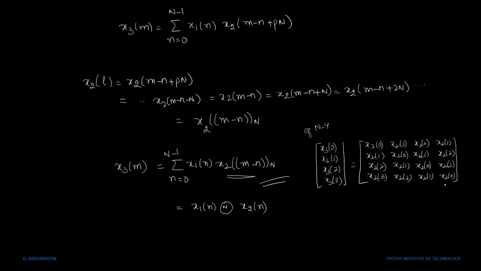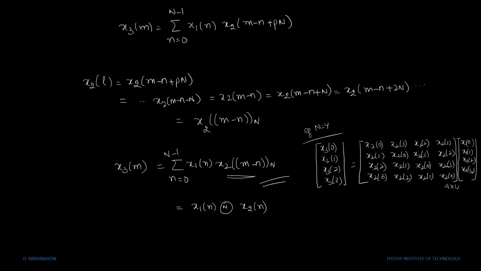When N is equal to 4, you are going to get a 4 cross 4 matrix of circularly shifted sequence, or N cross N matrix, and that will be multiplied with the other sequence, that is x1 of 0, x1 of 1, x1 of 2 and x1 of 3. So when you multiply the circularly shifted sequence with the second sequence, you will get the circular convolution. So by using matrix multiplication we can find out the circular convolution. Anywhere we have a summation of products, we can represent it using matrix multiplication.